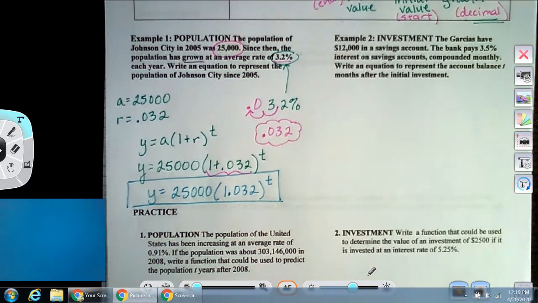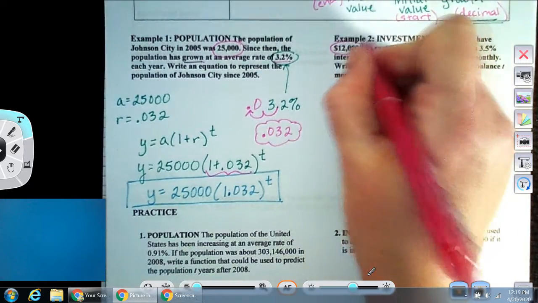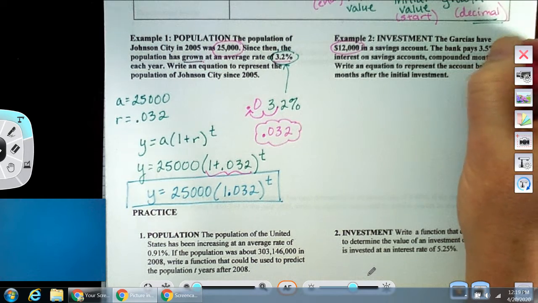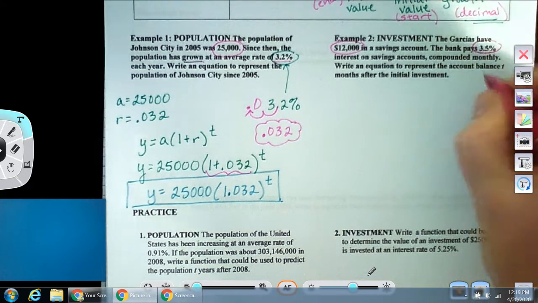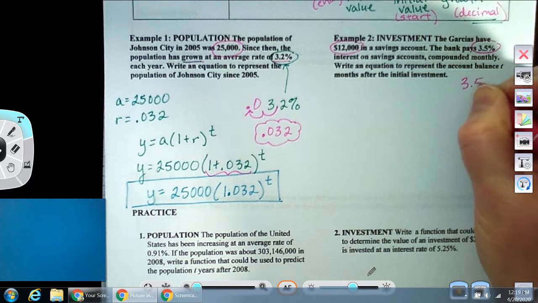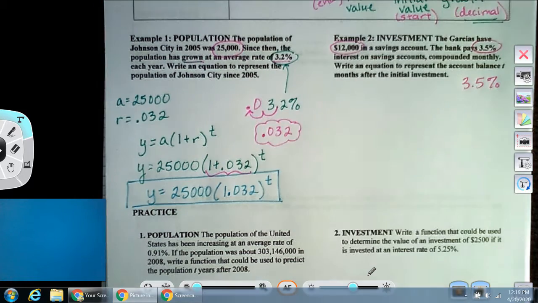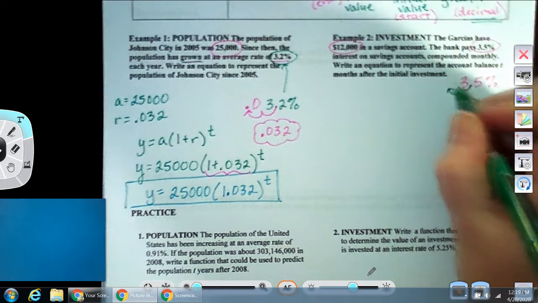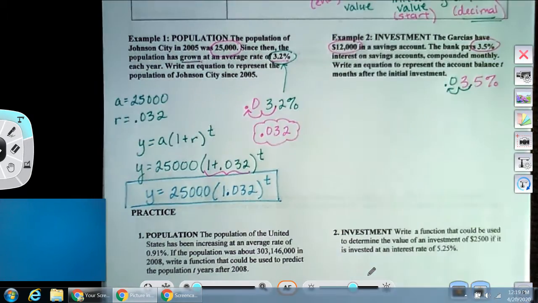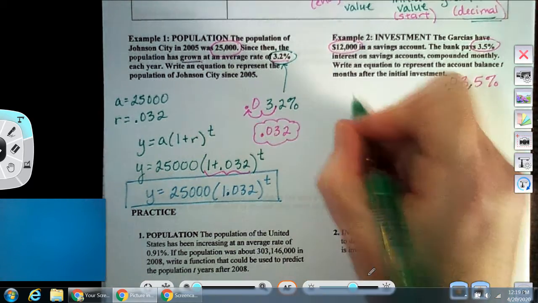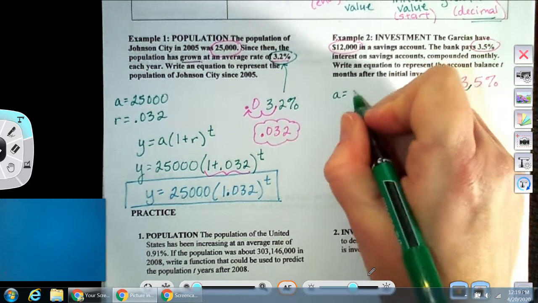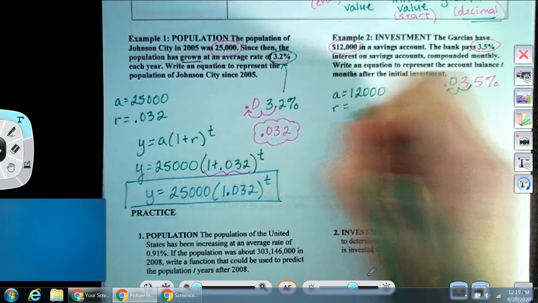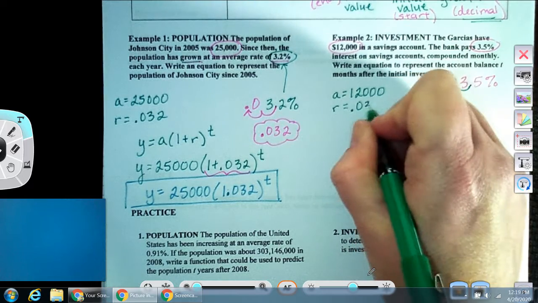Okay, so we have two values. We know that they start out with $12,000 in the account, and we know the rate of interest that the bank pays them is 3.5%. So again, 3.5%, I'm going to have to write that as a decimal. So I'm going to move my decimal point 2 places to the left and write it as 0.035. So for this problem, a equals 12,000 and r equals 0.035.